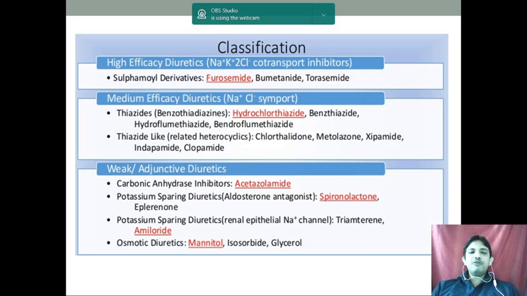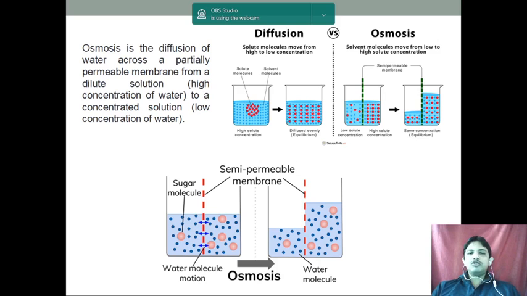Now before we discuss the mechanism of action of diuretics, we should know about diffusion and osmosis. What are diffusion and osmosis? If you look at diffusion, what happens? For example, a particular container contains solute and solvent, and the solute is aggregated. In diffusion, the solute will diffuse into the solvent until equilibrium is maintained. So solute molecules move from high to low concentration.